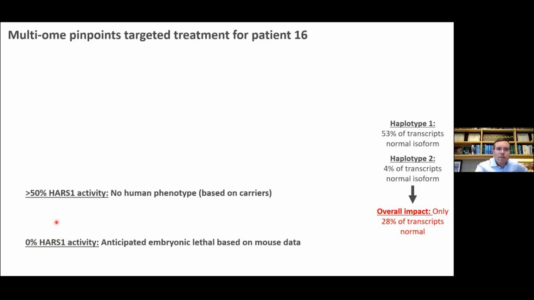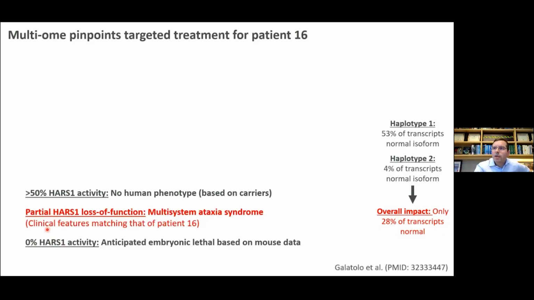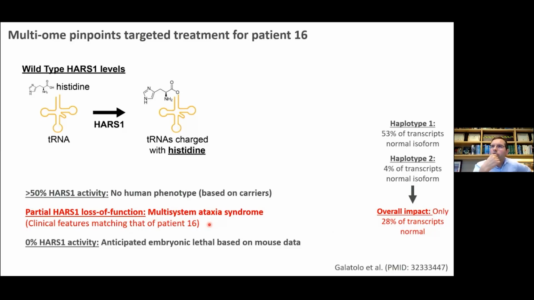And so this individual lies somewhere in this range between 0 and 50%. This is what we're now observing, this multisystem ataxia syndrome, which matches perfectly with this individual and a couple of other cases described in the literature with missense and nonsense variants in this gene that are biallelically in trans. But from a treatment or mechanistic perspective, it now depends upon what HARS1 is. What is this gene? Why have I talked so much about it?